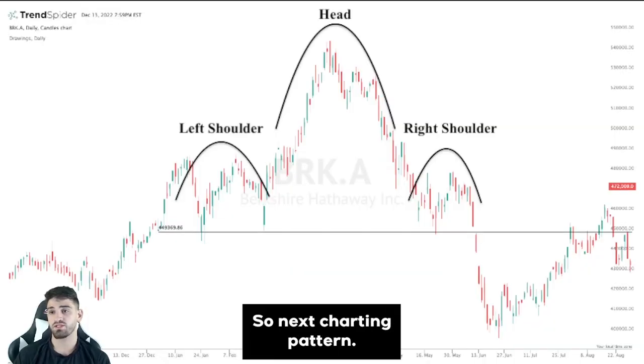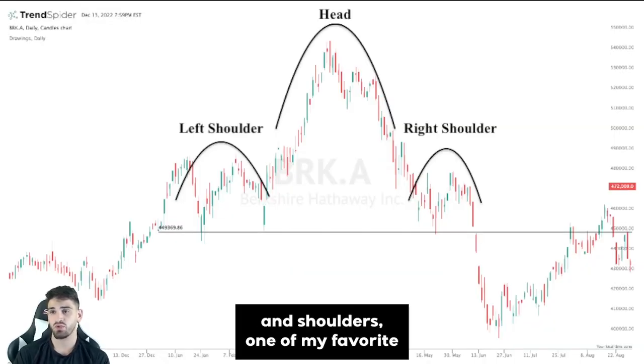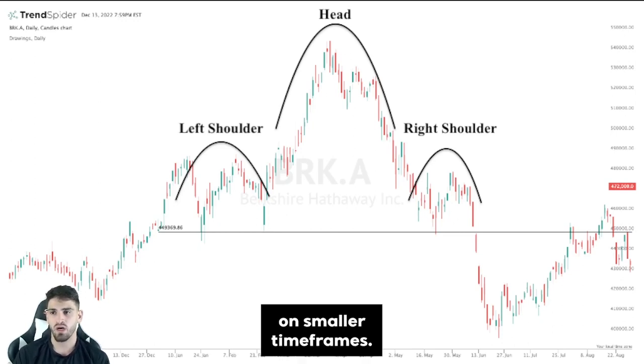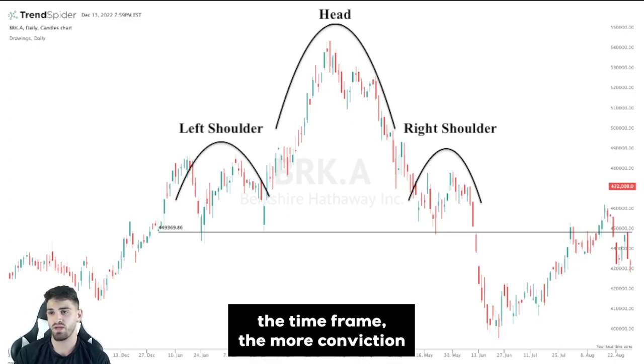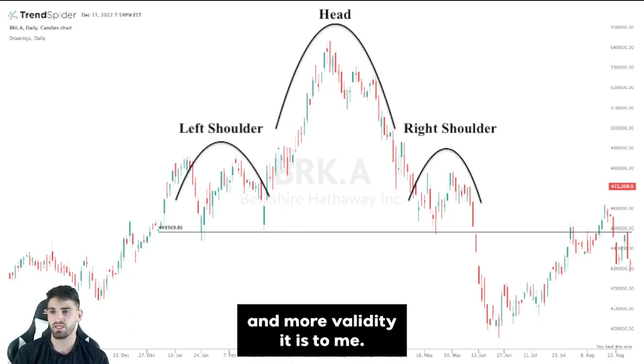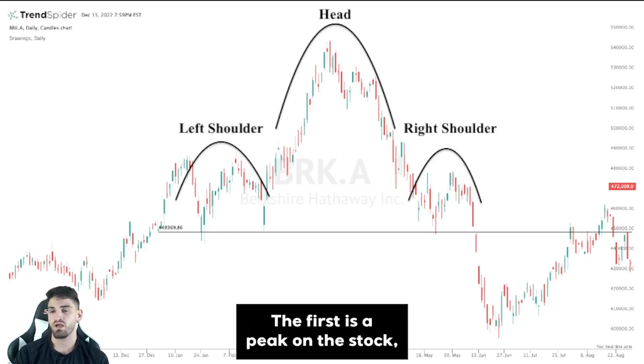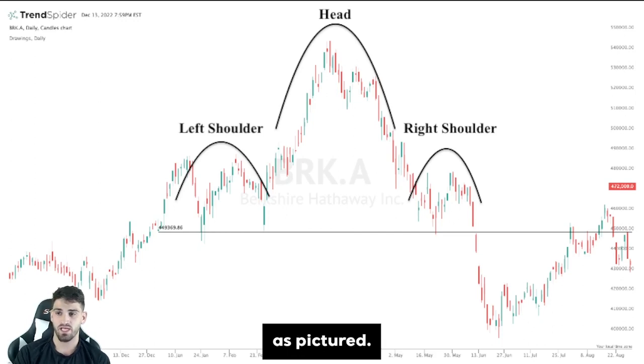All right, so the next charting pattern, the next formation, is the head and shoulders, one of my favorite bearish patterns to look for. I love finding them on the daily time frames. I also look for them on smaller time frames, but once again, the larger the time frame, the more conviction and more validity it has to me. So with respect to the head and shoulders, we're looking for three things. The first is a peak on the stock, which is classified as the head, as pictured.